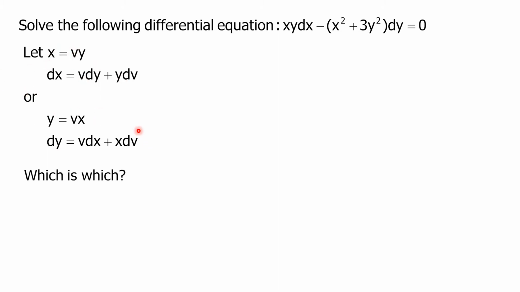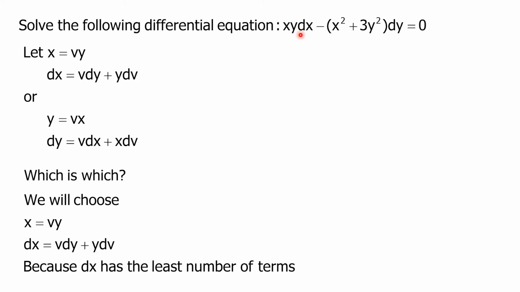So, to answer that question, i-check ninyo ang equation na gihatag sa problem. So, we will choose x equal to vy, dx equal to v dy plus y dv, kaning diri sa taas, because dx has the least number of terms. As you can see, kanilang siya versus kaning duha sa imuhang dy. So, since dx has the least number of terms, then gamiton na ni. Kaning x equal to vy, dx equal to v dy plus y dv. Okay, mao na ni tong gamiton.